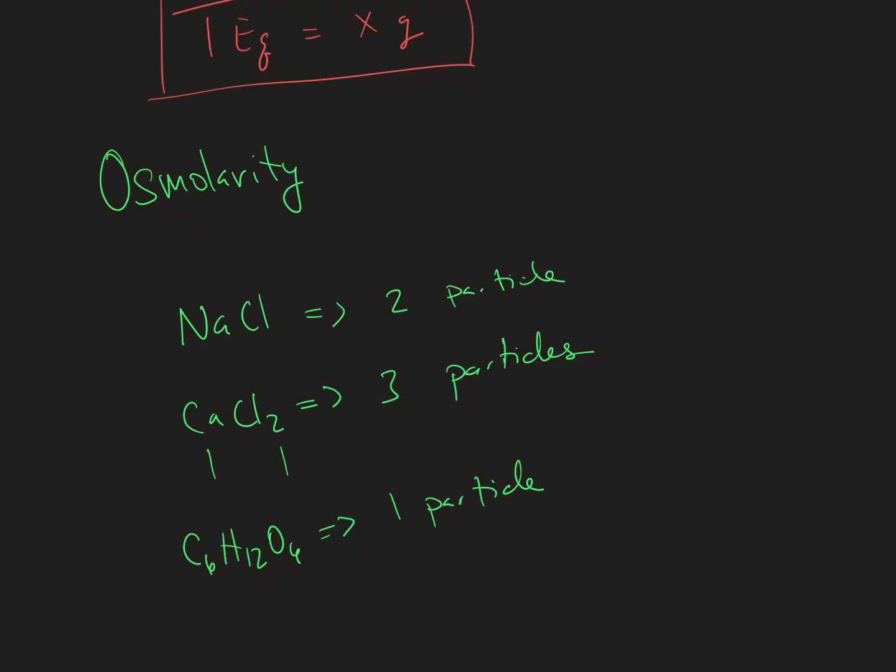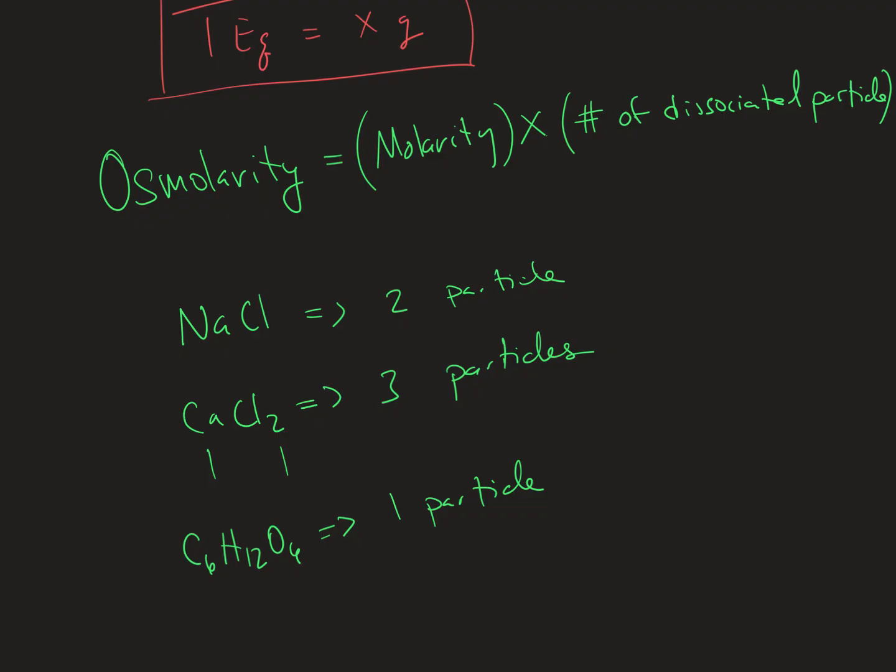So osmolarity is equal to molarity multiply number of dissociated particles. And I'll show you where we use this in just a minute. We good?